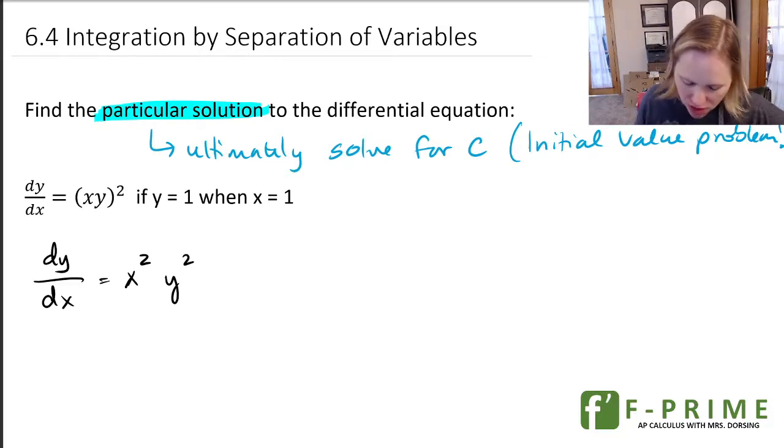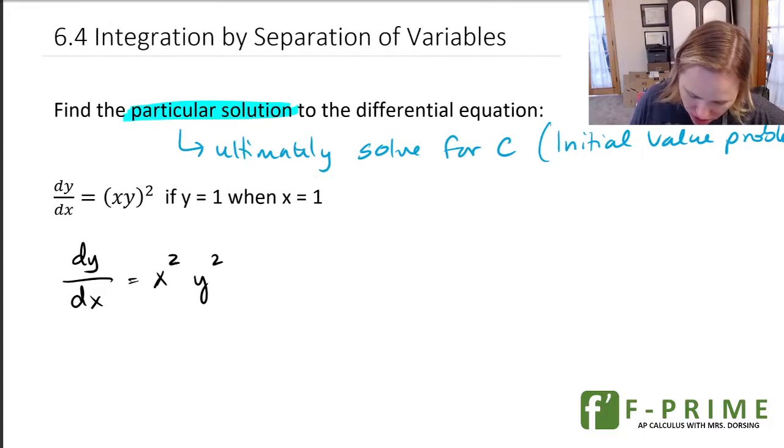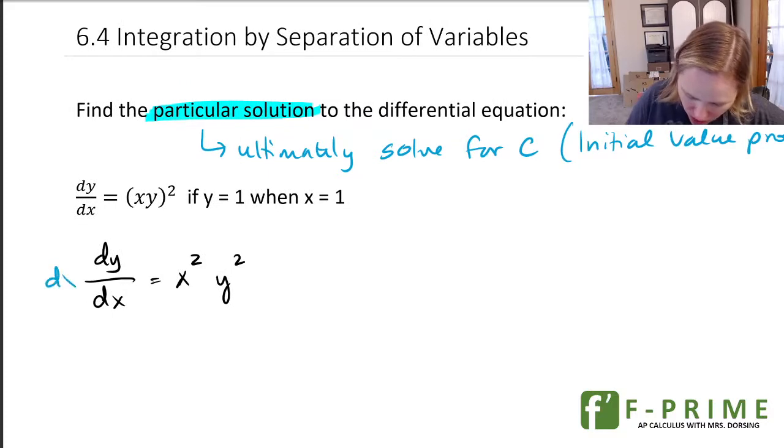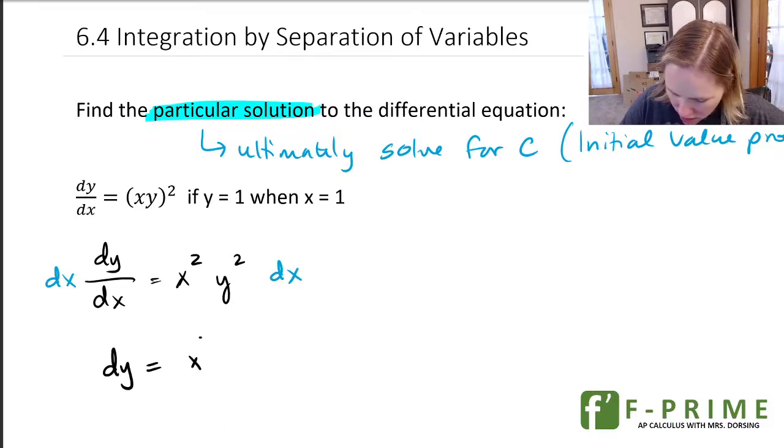Now I separate my variables. When I separate my variables, I want to put everything related to y on the left-hand side and everything related to x on the right-hand side. The reason I want to do that is because right off the bat I'm going to take this dy dx and split it up by multiplying the dx to both sides. So what happens here is I get this equation: dy equals x squared y squared dx.